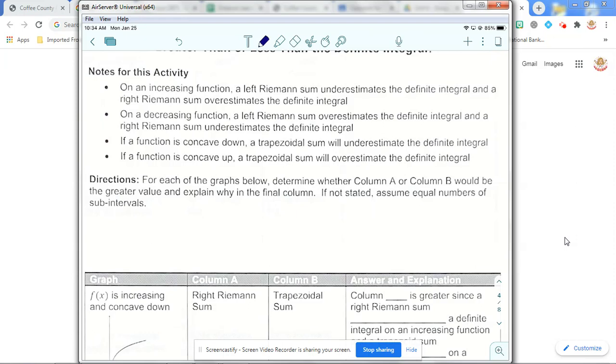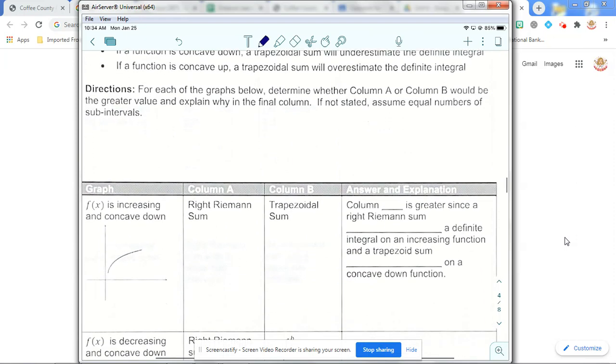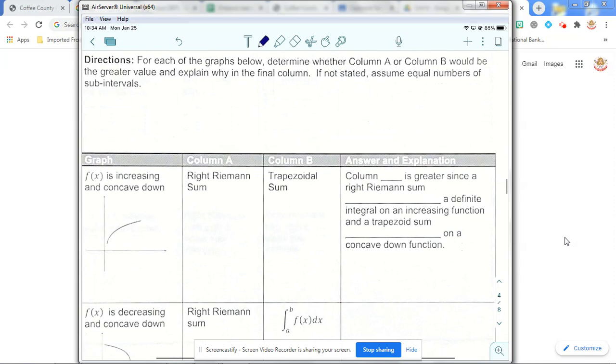All right, so for each of the graphs below, we're going to determine whether column A or column B would be the greater value, and then we're going to explain why in the final column. And if it's not stated, we're going to assume equal number of subintervals. Okay, so for the first graph, we have it drawn. It looks like it's increasing and concave down.